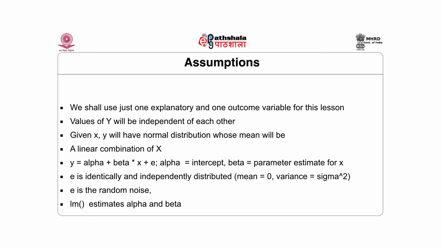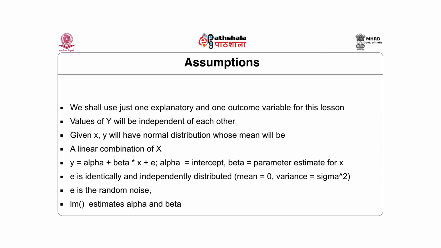So what we're going to do is this: given x, y will have a normal distribution or Gaussian distribution whose mean will be a linear combination of x. Now here, of course, in this particular instance, this is not going to be an issue because we are only going to use one x variable. But when we use more than one x variable, that is, an explanatory variable with some covariates, then you're going to think in terms of a combination of the different x's.